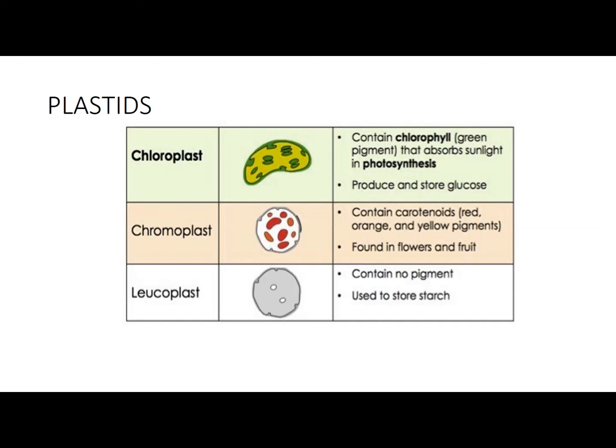Plastids. This is another organelle inside the cell, but the thing you need to remember is plastids are present only in plants. They are not present in animal cells. When you will be asked to find out the differences between animal and plant cells, you need to keep this in mind that plastids are found only in plant cells.